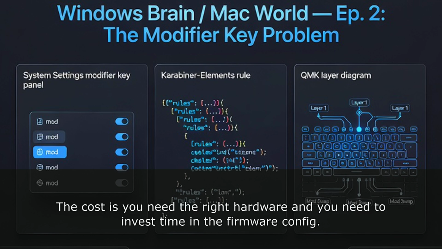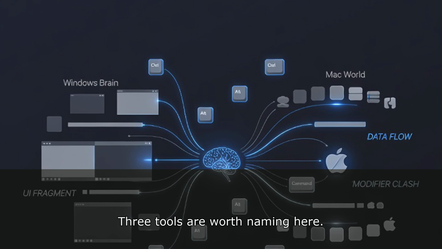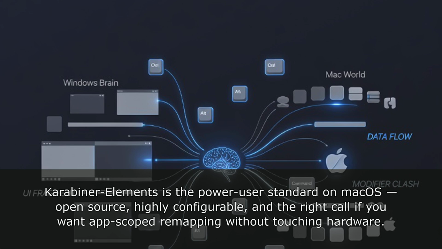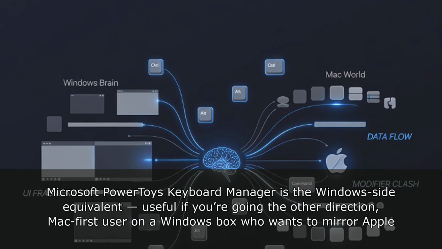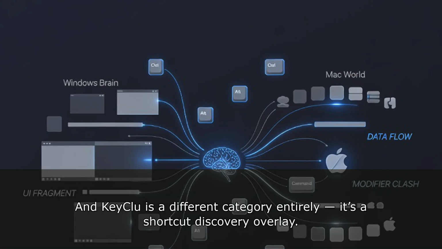3 tools are worth naming here. Karabiner-Elements is the power user standard on macOS. Open source, highly configurable, and the right call if you want app-scoped remapping without touching hardware. The trade-off is complexity and occasional breakage after macOS updates. Microsoft PowerToys Keyboard Manager is the Windows side equivalent. Useful if you're going the other direction, Mac-first user on a Windows box who wants to mirror Apple layout expectations.